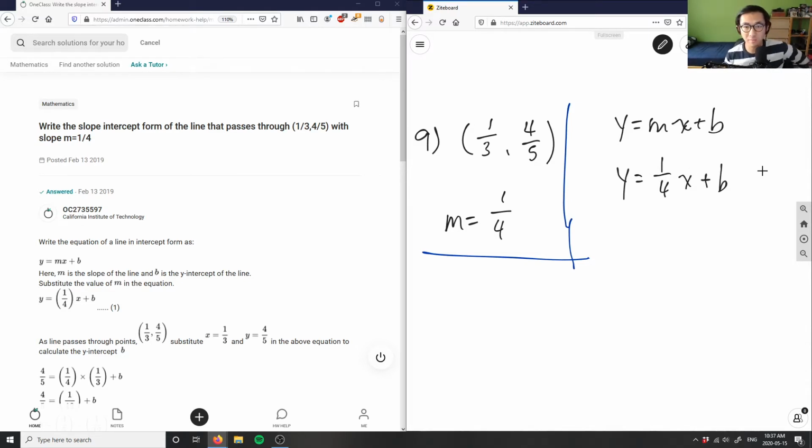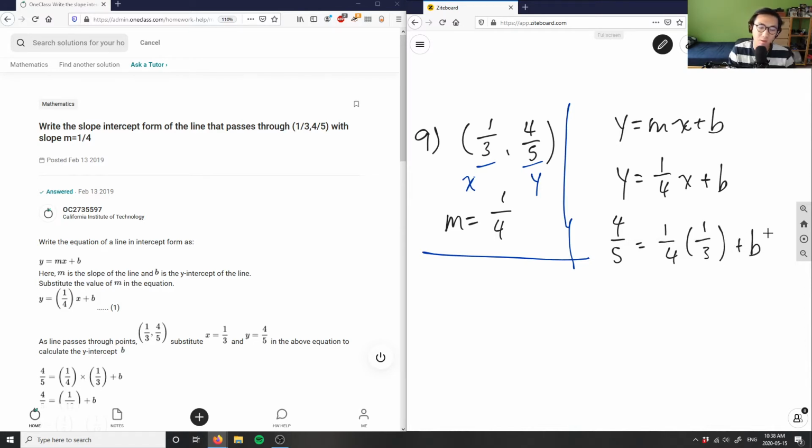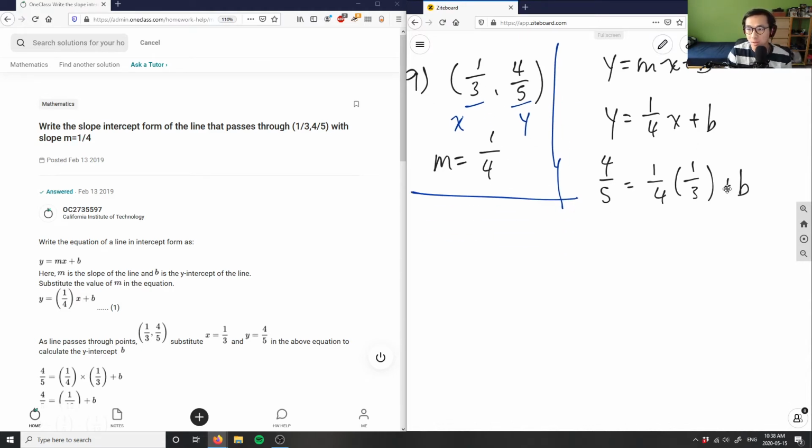Because again, I'm given my point, and I know the line is going to pass through it. So this x and y coordinate solution is indeed a solution to my equation. So I can plug in the y value. This here is my x, this is my y, so my y value would be 4/5. I'll plug in the 4/5, equals 1/4 times x, which is 1/3, plus b. And all we're doing is some simple arithmetic to figure out our b value.